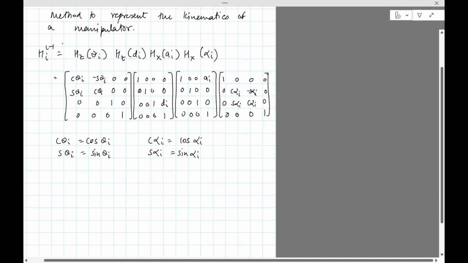Okay, and so these four homogeneous matrices can be multiplied together, obviously, and that expansion is actually in the handout. I don't want to spend time writing it down, but typically we will just write a function in Python which will do this calculation for us.